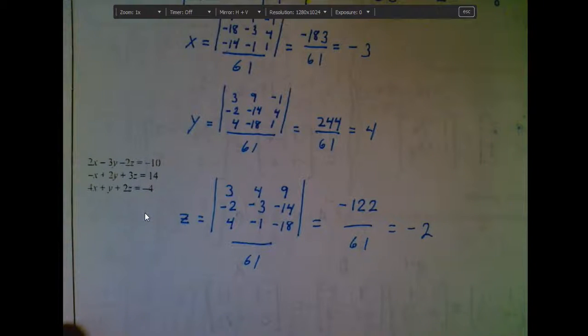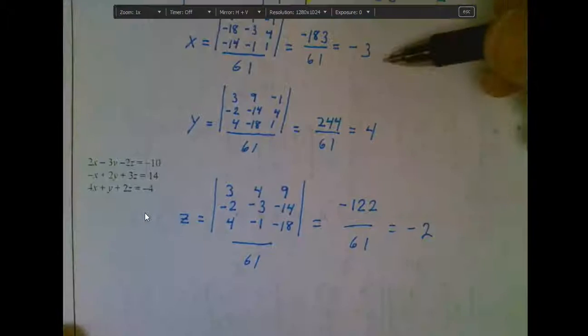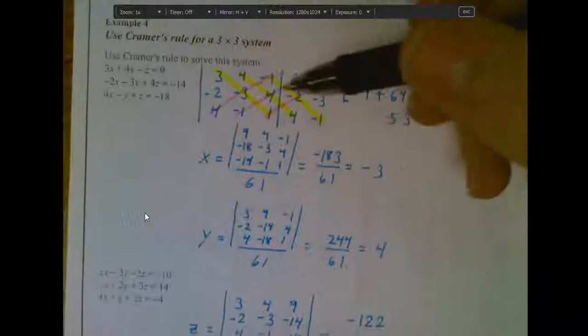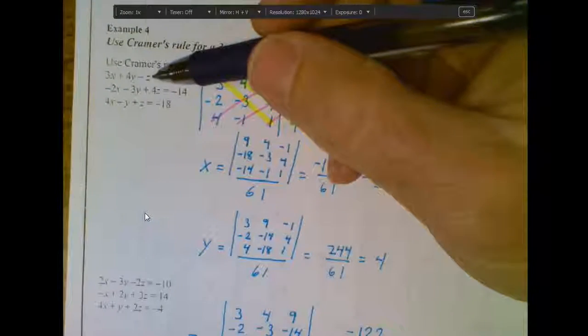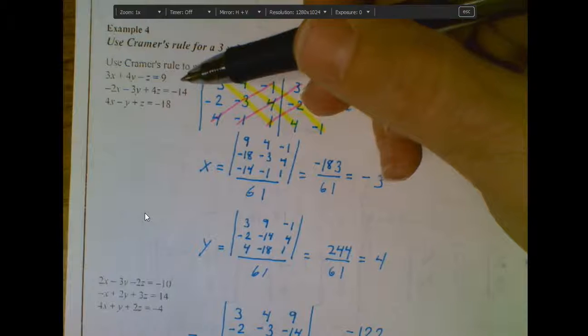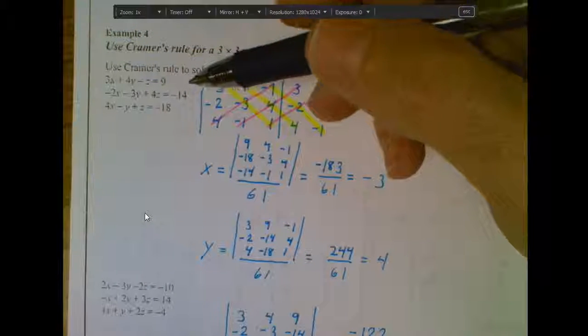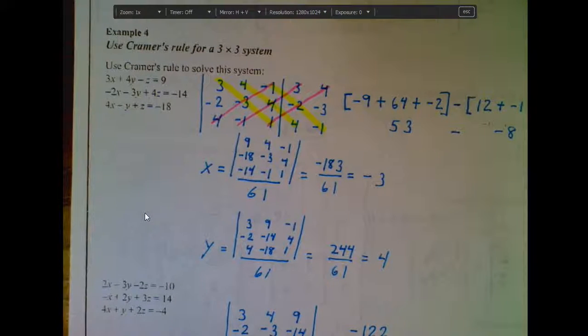And so that's our process. Again, you can take all three of those answers, plug them back into any one of those equations, and it should create a true statement if you did this right. So it's always a way of checking your answer for those.